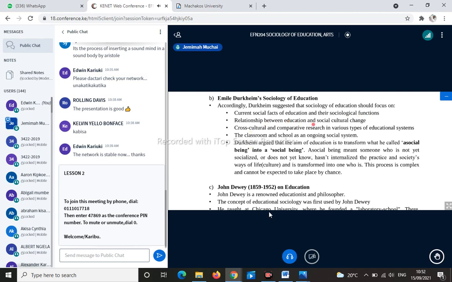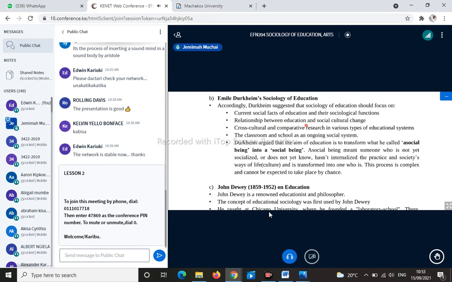The relationship between education and socio-cultural change. Look at your society or your cultural background, the culture of your grandparents, and your culture currently. Is it the same? Or have you adapted some, or changed some ways of doing things because of what is happening in the world? When we are being educated, we come across several cultures, and we pick up some things done by others and imitate them, as we continue to have some of our own culture.